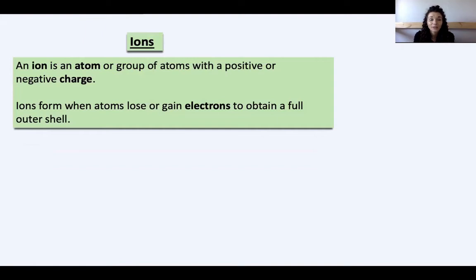Okay, the next thing that we're going to look at, we've got two more things to look at, ions, and then we'll look a little bit at ionic bonding. Okay, so you're doing really well.